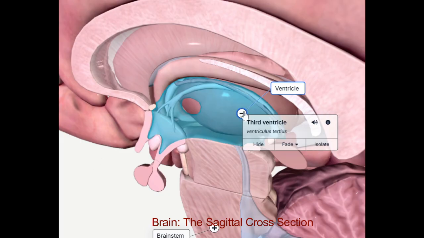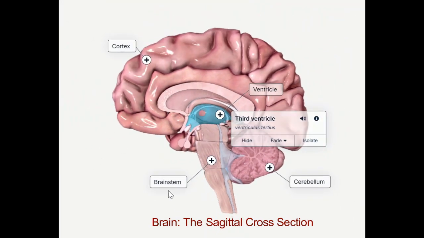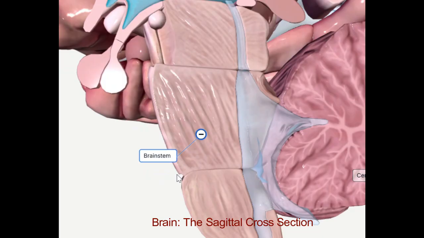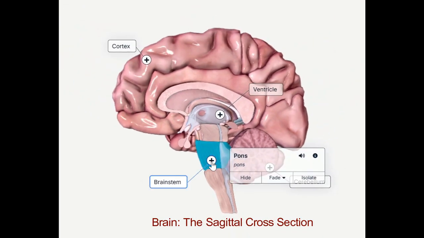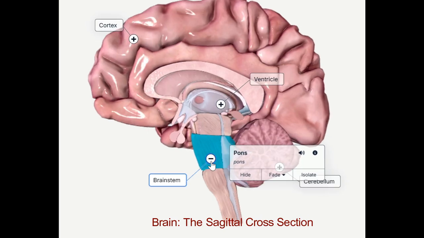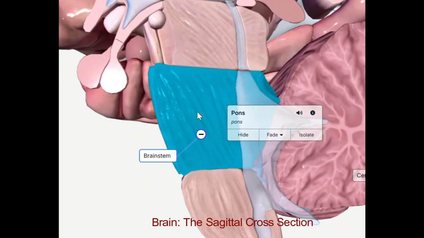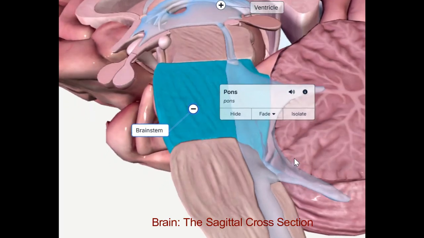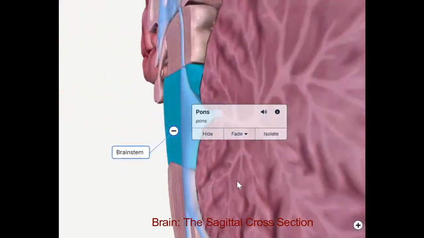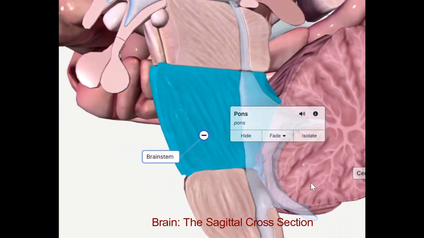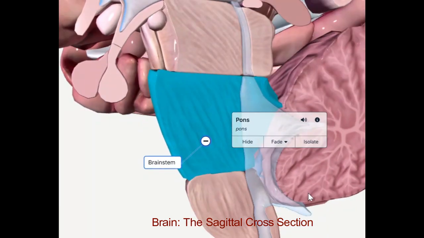Okay, so let's look at the other part of our cross section today. Let's look at our brain stem. So you've seen our brain stem, which includes the pons. We can see how our brain stem is, the arrangement of it from your medulla oblongata to your pons, or your brain stem.